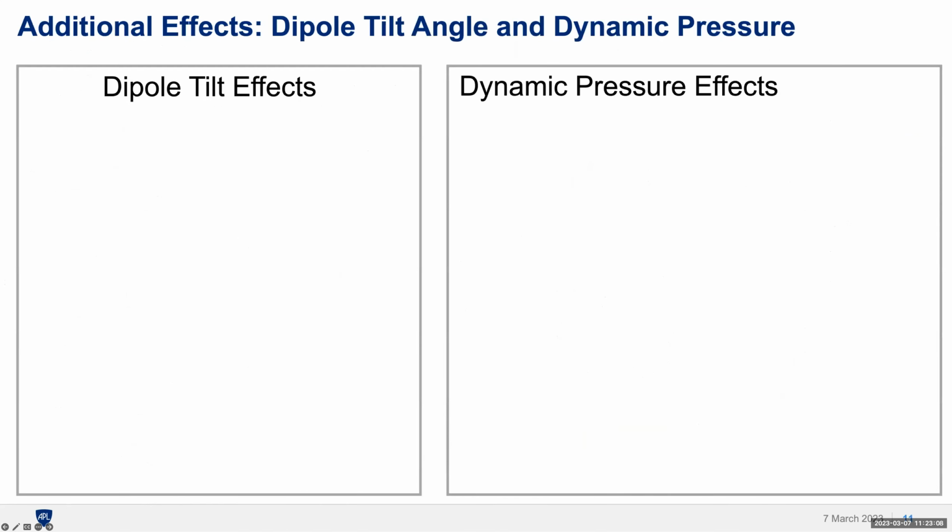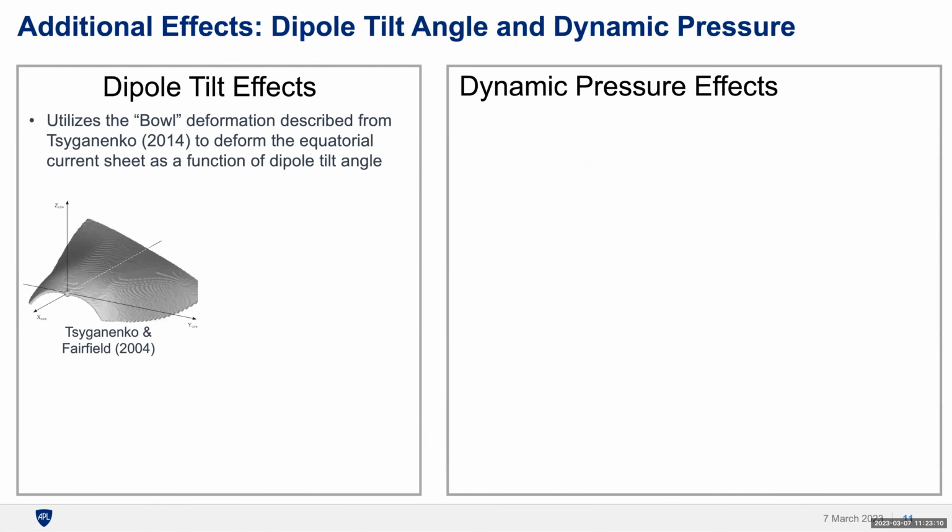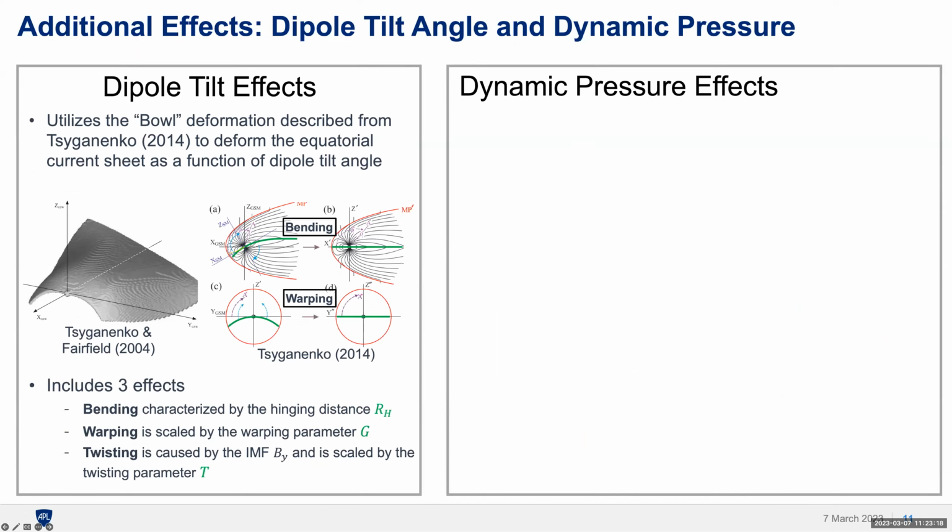There's additional effects that are also built into the model, such as the dipole tilt effects that distort and deform the equatorial current system. So there's 3 such effects: bending, as you see here, warping, which kind of warps the neutral sheet, and then twisting caused by a non-zero IMF BY. So these are kind of built into the structure of the model.